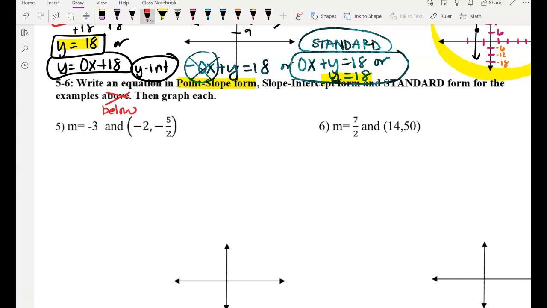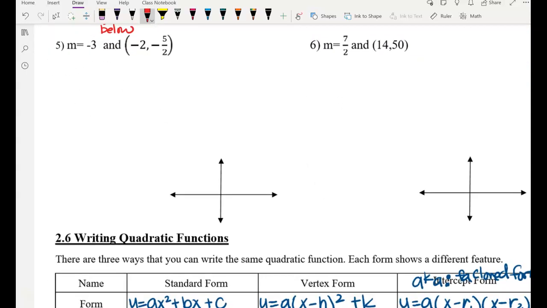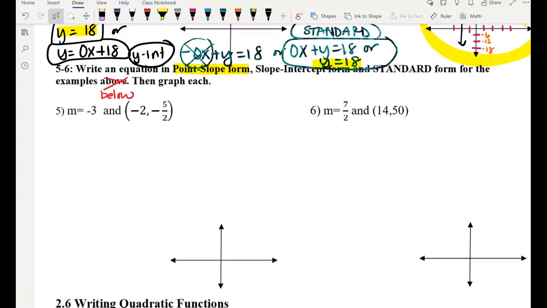Then graph each. And then this is it. Two more and then we're done. We are given a slope and a point. So the first one is point-slope, which is really easy.